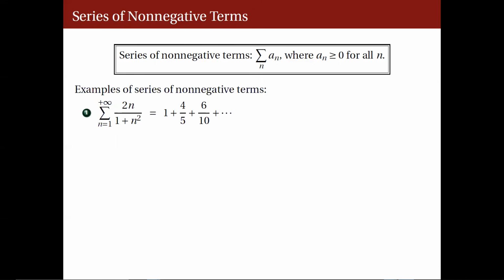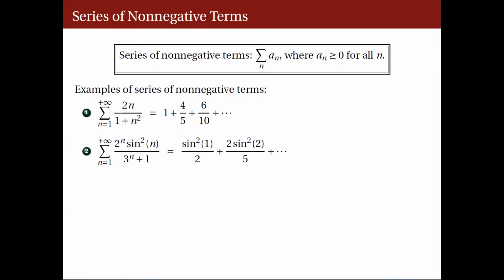Dahil n greater than 0, it follows that 2n is also greater than 0. Moreover, yung 1 plus n squared greater than 0, kasi n squared ay palaging non-negative. Kaya pag dinivide natin ito, 2n over 1 plus n squared is greater than 0 for all n. Ibig sabihin lahat ng terms ay hindi negative.